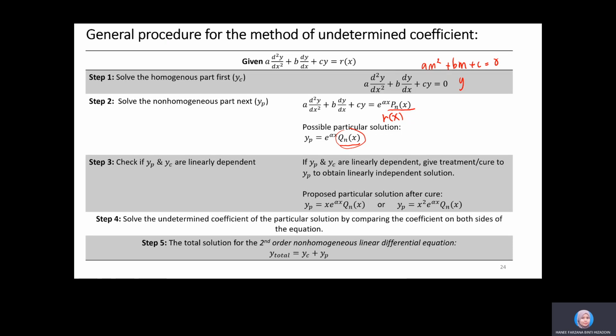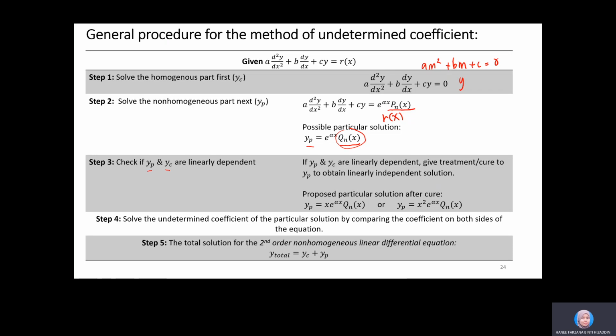But before that, after we propose yp, we need to check if yp and yc are linearly dependent or not. If it is linearly dependent, then we need to put extra effort. We need to give a treatment to the yp to obtain a linearly independent solution. One method is you can put an extra x term, or if your yc already has the x e to the mx term, then you need to put another x term to become x squared instead, so that the yp and yc will not be linearly dependent.